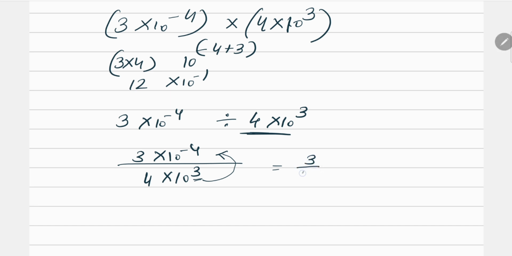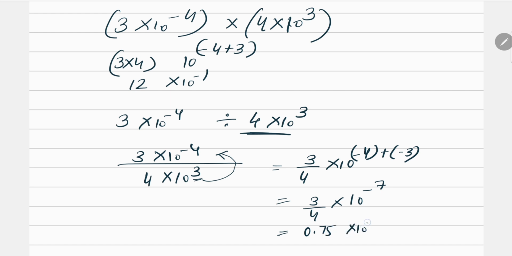So 3 by 4 into 10 to power negative 4, plus negative 3. So it is 3 by 4 into 10 raised to power negative 7. You can divide 3 by 4 also, and I think it becomes 0.75 into 10 raised to power negative 7. So this is how the scientific notations are.